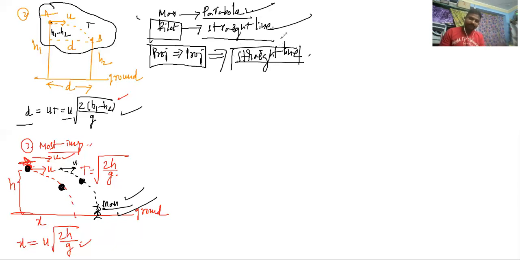Now, the last case we are discussing, students. The last case is also an important case. It is simple. You can see, I'm just drawing the steps.